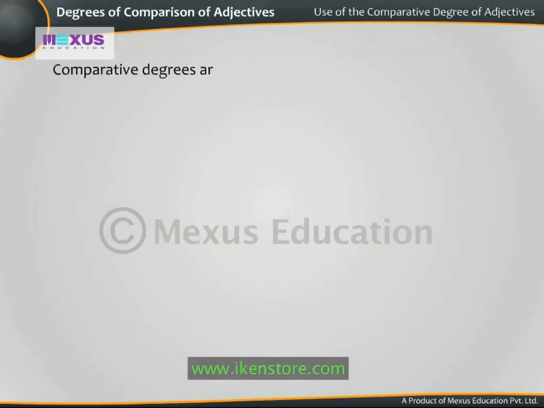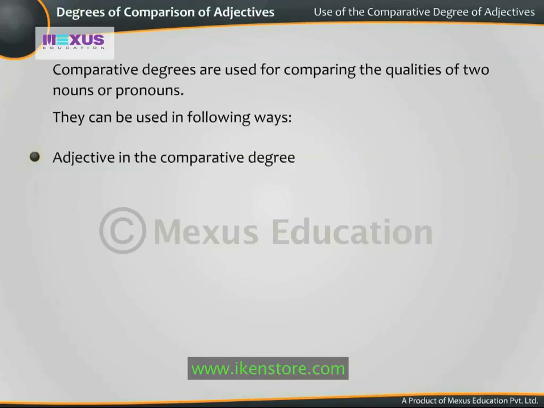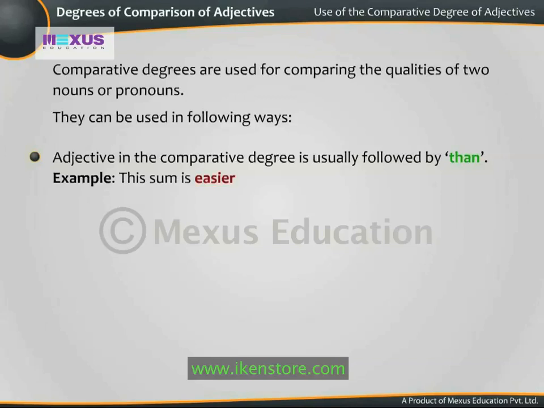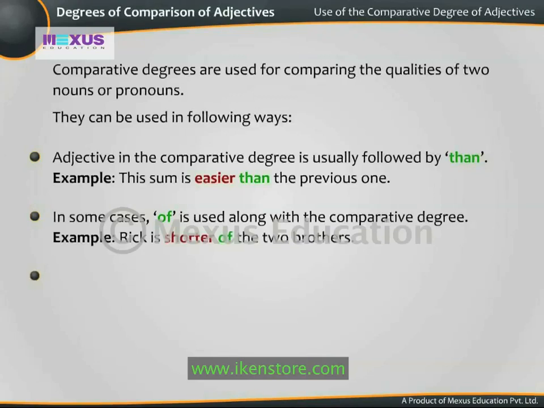Comparative degrees are used for comparing the qualities of 2 nouns or pronouns. Its most important facets are: the adjectives in the comparative degree are usually followed by than. For example, this sum is easier than the previous one. In some cases, of is used along with the comparative degree. For example, Rick is shorter of the 2 brothers.